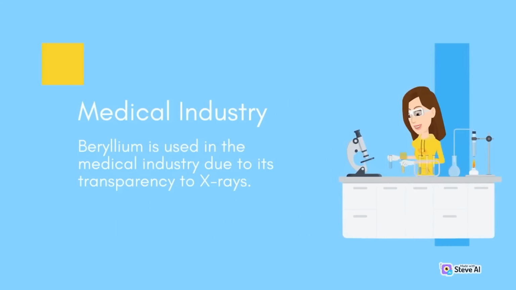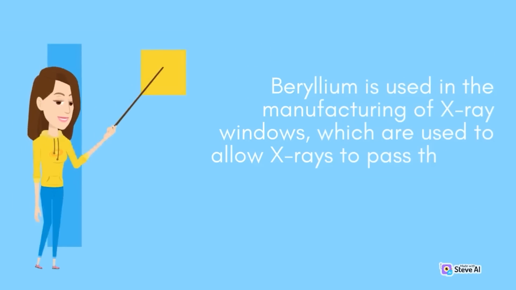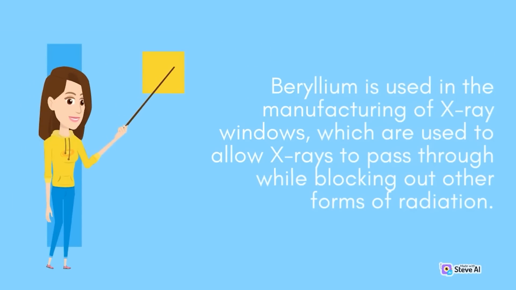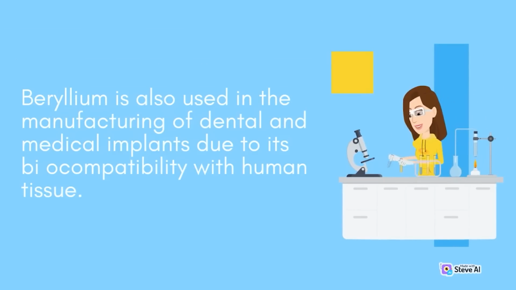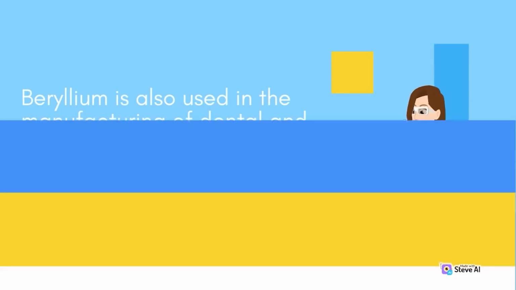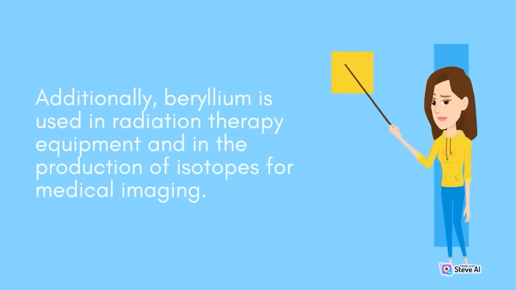Medical industry. Beryllium is used in the medical industry due to its transparency to X-rays. Beryllium is used in the manufacturing of X-ray windows, which are used to allow X-rays to pass through while blocking out other forms of radiation. Beryllium is also used in the manufacturing of dental and medical implants due to its biocompatibility with human tissue. Additionally, beryllium is used in radiation therapy equipment and in the production of isotopes for medical imaging.